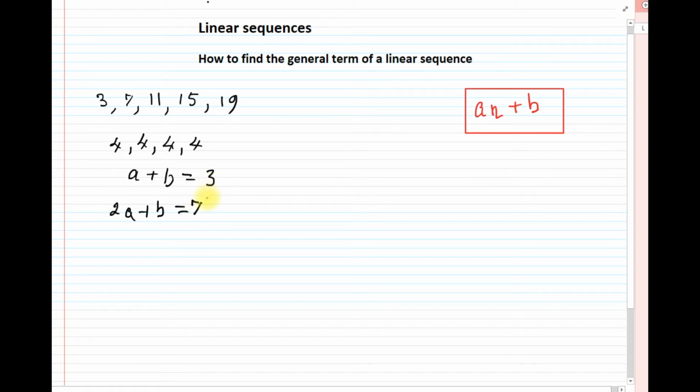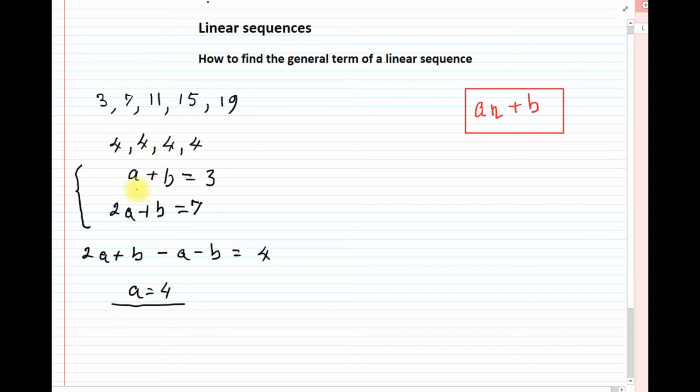Now, for those of you familiar with the concept of simultaneous equations, here we have two equations: a plus b is equal to 3, 2a plus b is equal to 7. And we need to solve this for a and b. If I subtract the first equation from the second one, I'll get 2a plus b minus a minus b, and this will be equal to 4. So here I'll have 2a minus a, which is a, equals 4. So that's my value of a.